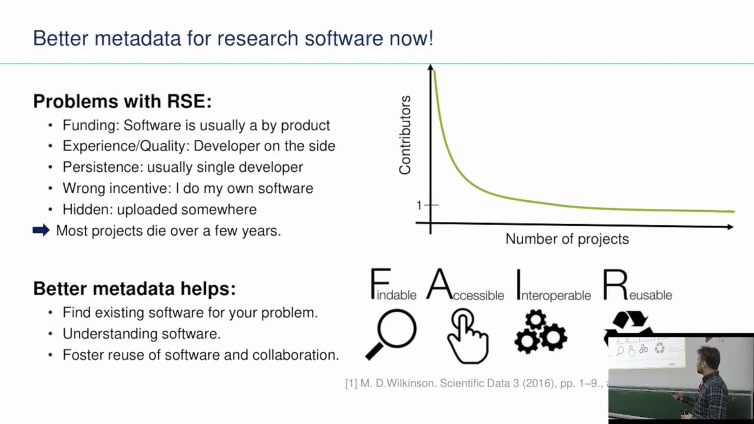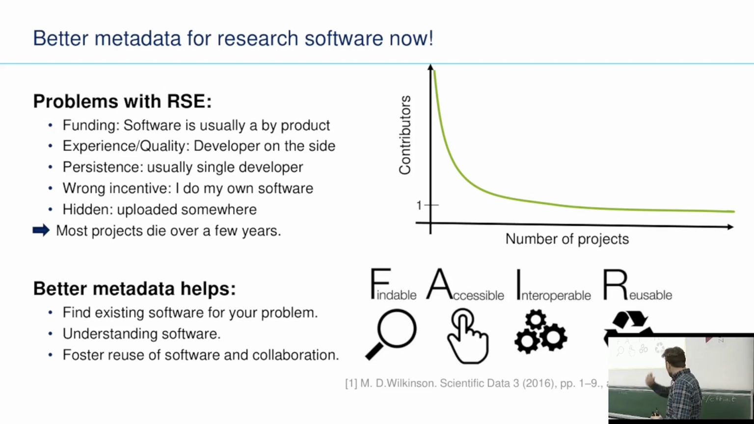And maybe you've seen this graph before. We have the feeling that for most of the projects that are around there are just a few developers, most of the time it's just one. And once this person leaves research, there's a paper at the end, but the project usually dies.